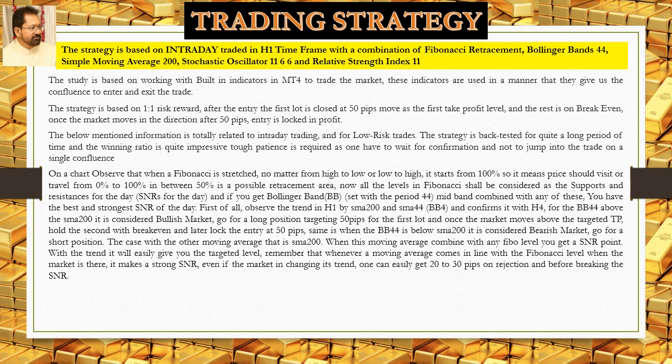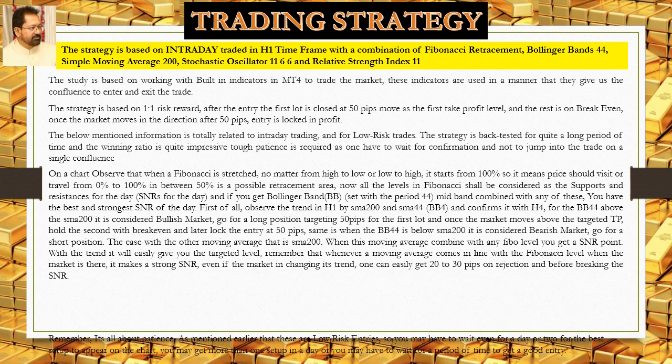First of all, observe the trend in H1 by SMA 200 and SMA 44, BB44, and confirm it with H4. When the BB44 is above the SMA 200, it is considered a bullish market. So go for a long position targeting 50 pips for the first lot, and once the market moves above the targeted TP, hold the second with break even and later lock the entry at 50 pips or as per your wish. Same when the BB44 is below SMA 200, it is considered a bearish market. Go for a short position.